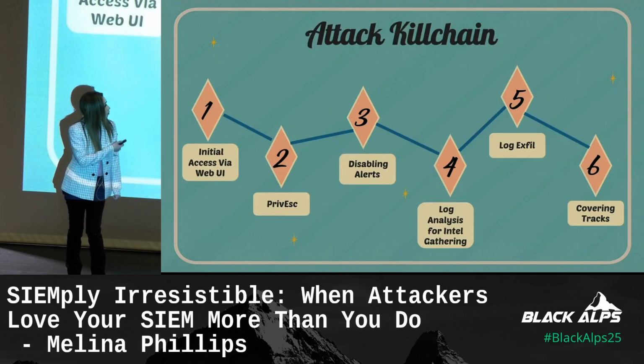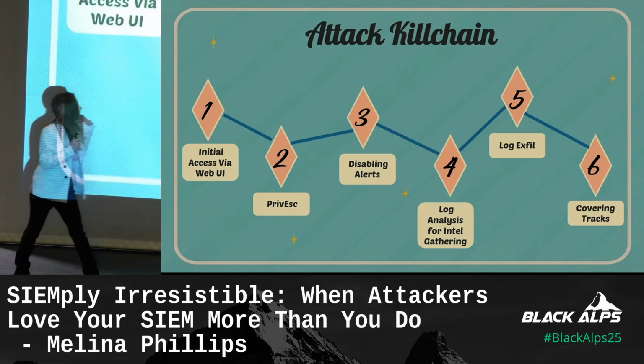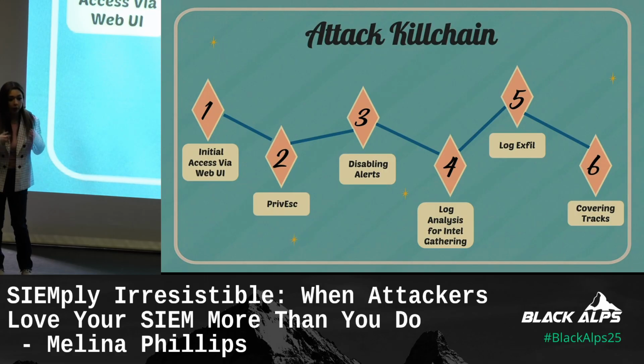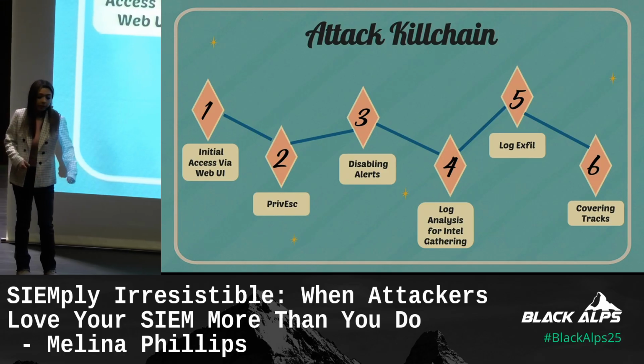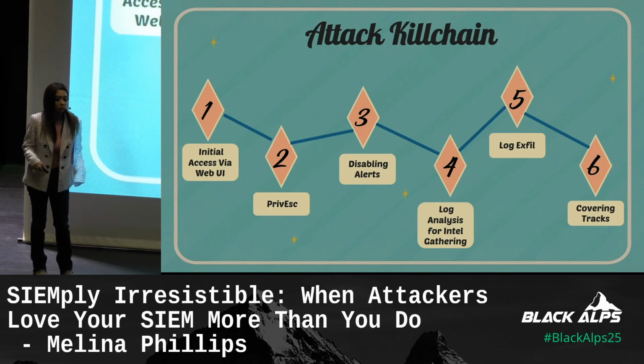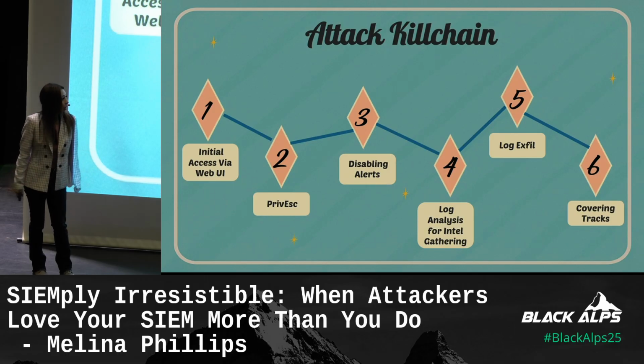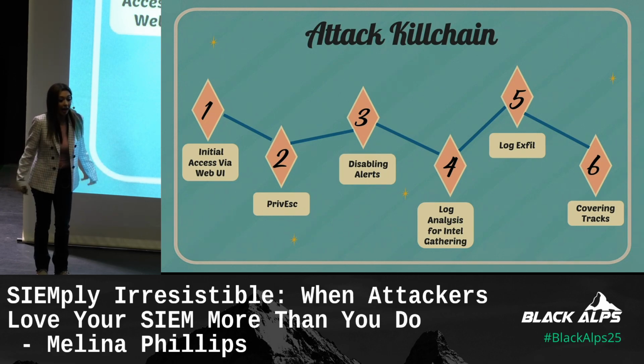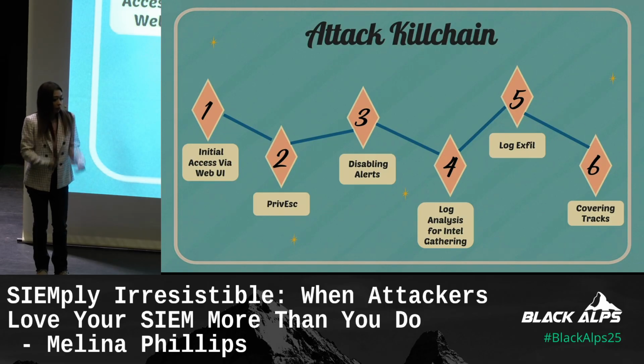Weaponization in action. This is the attacker kill chain. What actually happens whenever they're able to access an instance? Initial access through the web UI. Then there's privilege escalation. Typically, you don't really start as a super user. Disabling alerts, just to cover your tracks. Log analysis for intel gathering: what good things can I get out of this information that I have? And if I'm able to forward them for later reuse or later analysis, even better.